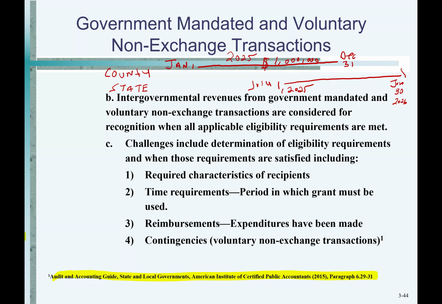And what I'm saying is that this county in this example probably wouldn't use all the money in that 6-month period between January 1st and December 31st. They'd probably use some of it in January 26th, February 26th, and so forth.